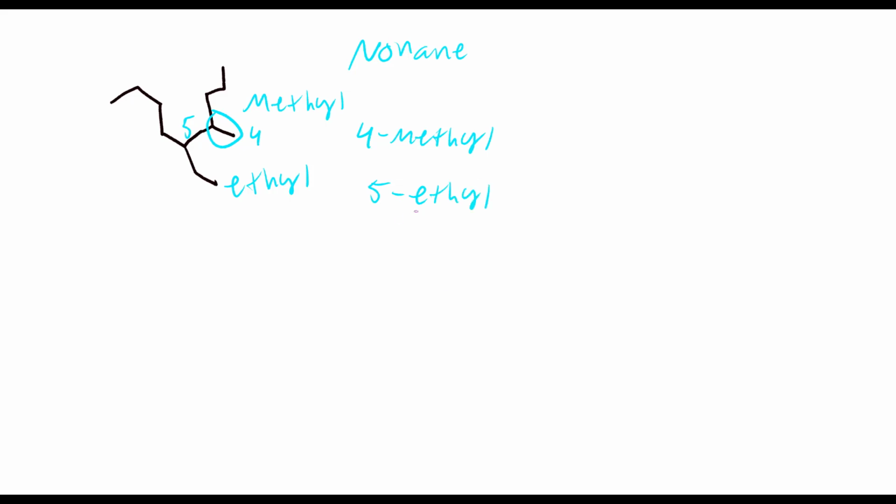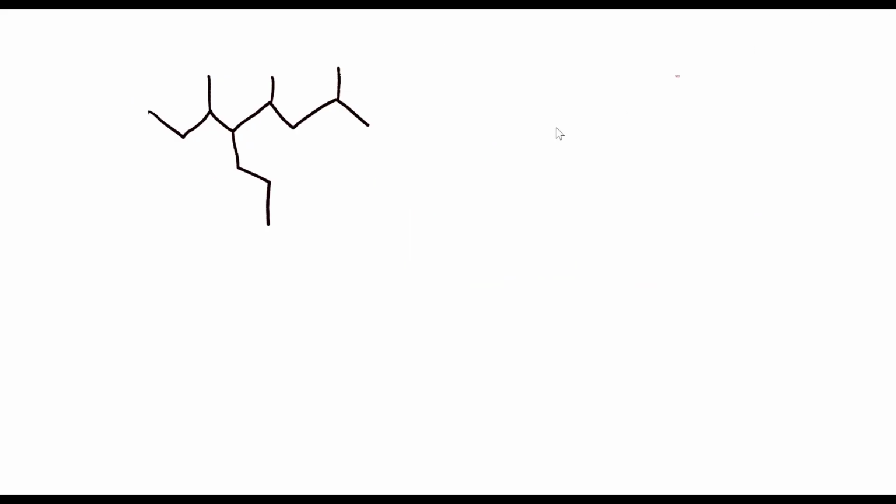Let's do it. Alphabetically, E comes before M, so we're going to say 5-ethyl, 4-methyl, nonane. Notice that the numbers don't matter. Like 5 and 4, they don't matter. It's all about alphabetical order, alright? In the simplest terms.